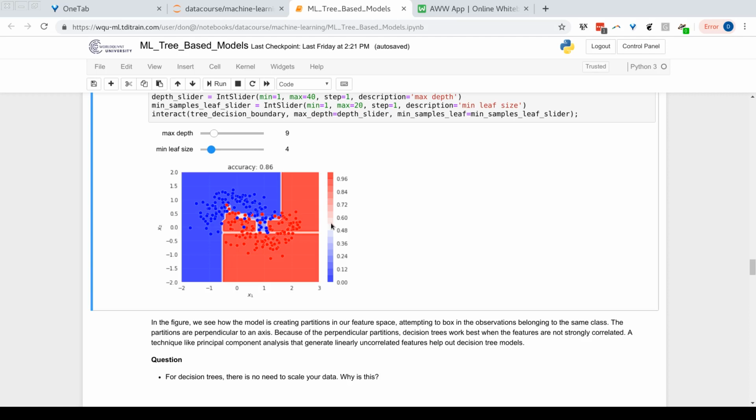And notice, since the cuts are perpendicular, one way in which our model can have a better performance is if our features are not strongly correlated. If our features are strongly correlated, then it's going to be harder to separate our points.